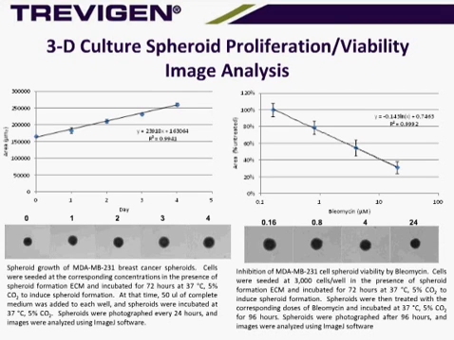In the figure on the right, we're using bleomycin, which is a chemotherapeutic agent. We're treating the spheroids for 96 hours after spheroid formation. And we see a decrease in spheroid growth associated with this treatment of bleomycin.